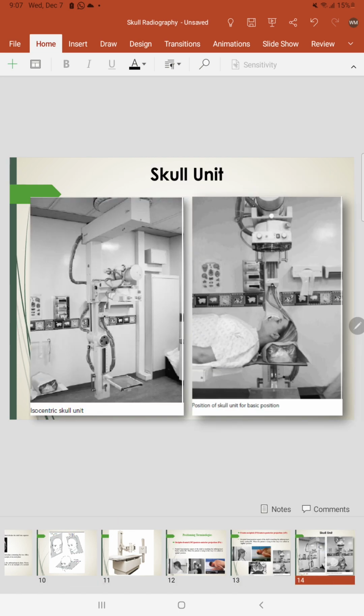You can see this is the skull unit. This is the isocentric skull unit. Position of the skull unit for the basic position. This is a basic position.